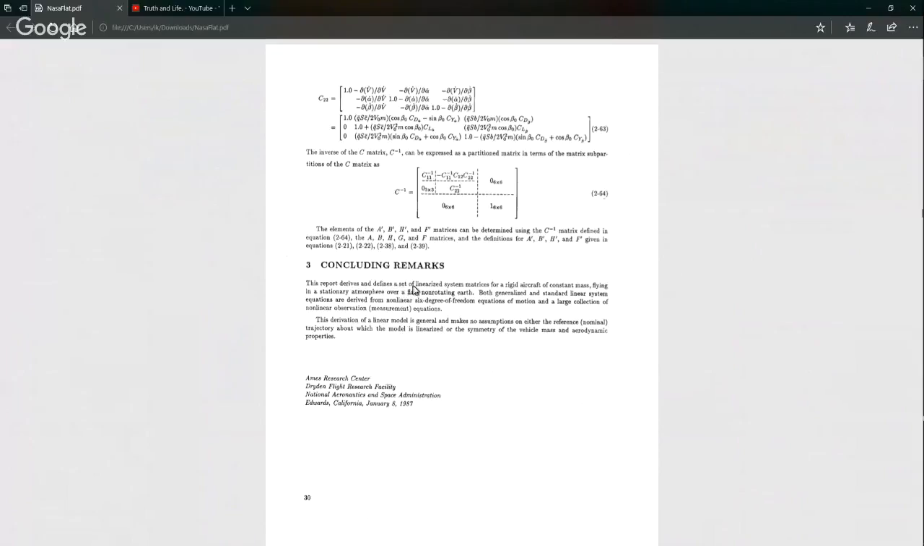This report derives and defines a set of linearized system matrices for a rigid aircraft in constant mass flying in a stationary atmosphere. So we are non-spinning over a flat and non-rotating Earth. Both generalized and standard linear system equations are derived from a non-linear six-degree-of-freedom equations of motion, blah blah blah.